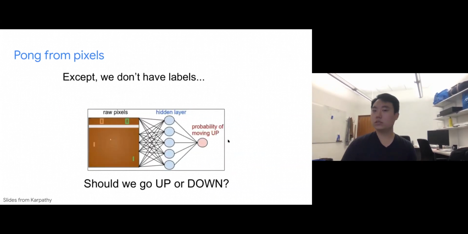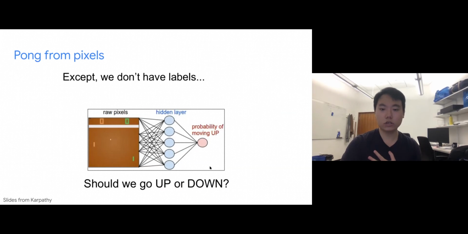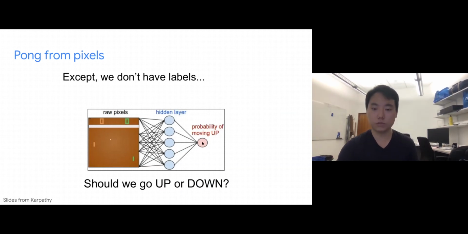But of course, the main issue here is that we don't have labels. We don't have a human expert labeling it for us. So the question is, should we actually go up or down? What should these training labels be?